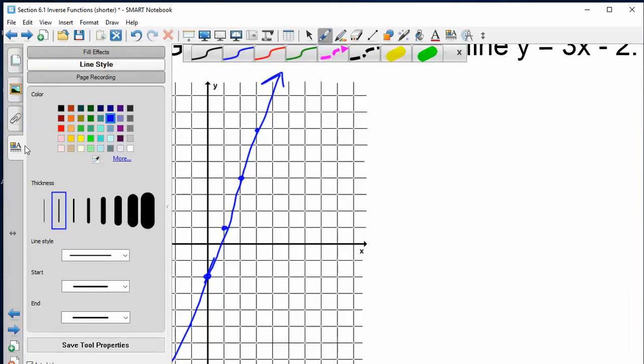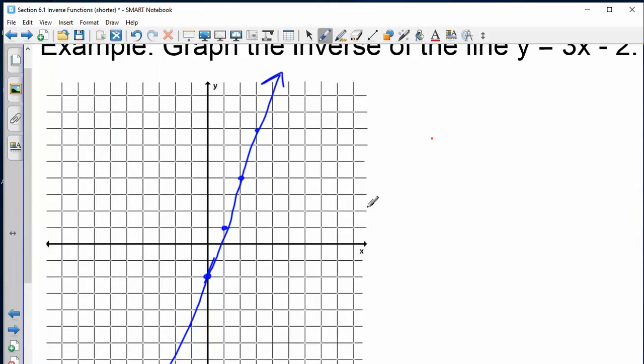all you have to do is flip your ordered pairs. So for instance, this had the point 0, negative 2. So the inverse would have negative 2, 0. This had the point 1, 1. So your inverse would still have 1, 1. That's enough points for a graph, but I'll do a couple more. We had 2, 4. So that would become 4, 2.